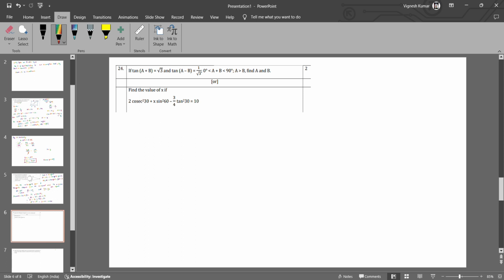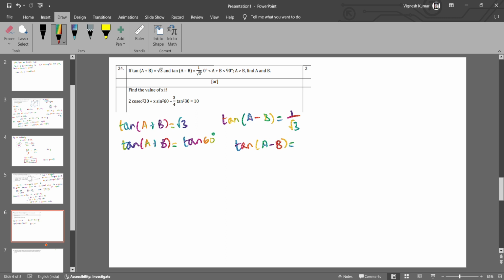So the next question is a very straightforward question from trigonometry. The first part of the question states tan of a plus b is equal to root 3 and tan of a minus b is equal to 1 by root 3. So tan of a plus b is equal to root 3; at what value of theta is the tan value root 3? At theta equal to 60 degrees. So let me write, instead of root 3, tan 60 degrees, and tan of a minus b is equal to 1 by root 3, which is when theta is equal to 30 degrees. So let me write, instead of 1 by root 3, tan 30 degrees.